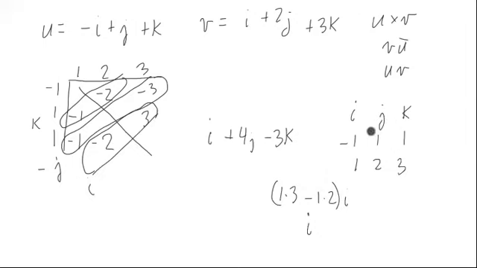Then for j, do something similar. Ignoring this column and this row, we look at negative 1 and 3, and 1 and 1. So we have negative 3 minus 1, which is negative 4. But for the same reason as before, we change the sign of j, so it's positive. J always gets changed, so plus 4j. Then for k, we do this diagonal minus that diagonal. So negative 1 times 2 is negative 2, minus 1, so it's negative 3. And again, we get the exact same result.